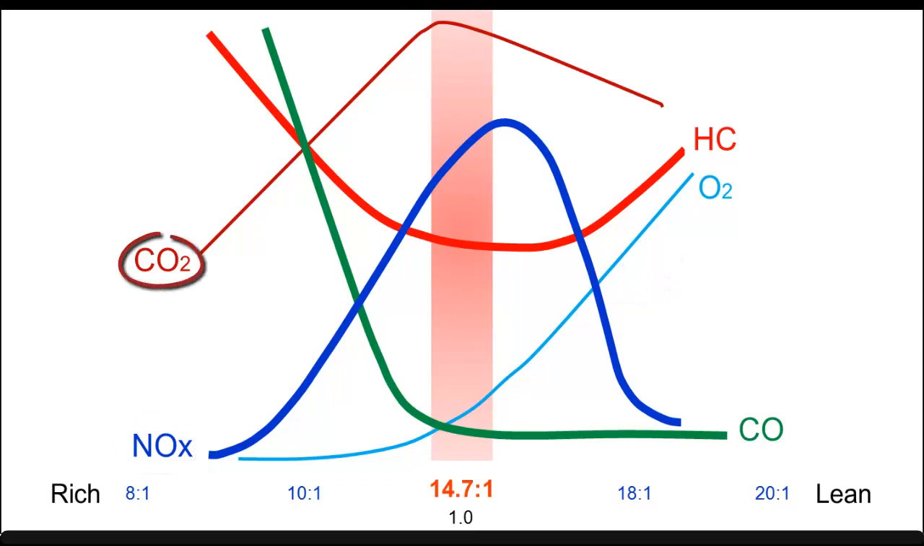Carbon dioxide readings are highest in the stoichiometric range and are off-peak when mixtures are rich or lean. Oxygen is low with mixtures that are stoichiometric or richer, and rises with lean mixtures.